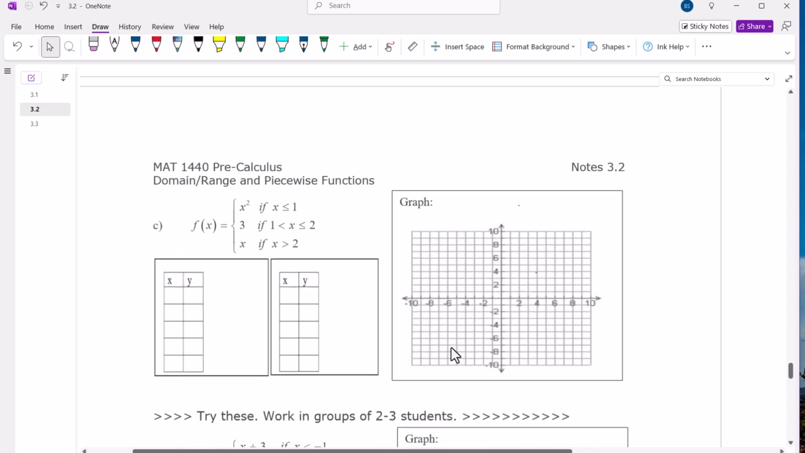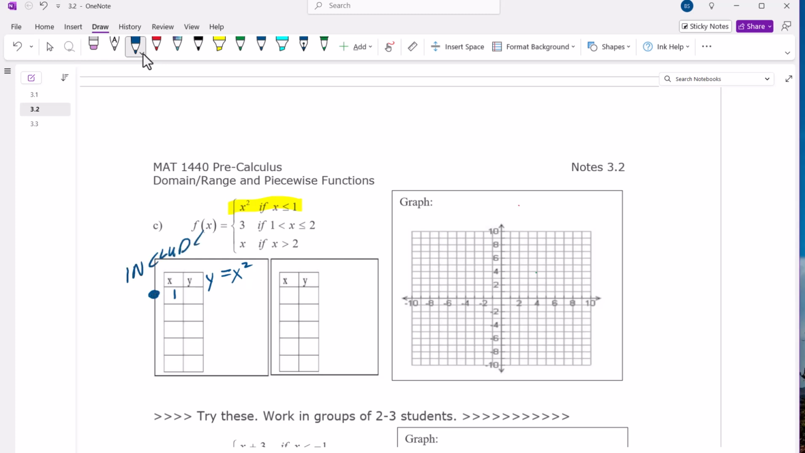Okay, I'm going to do one more. Here's one with 3. So this one just has 3 pieces to it. So the first one, we're going to graph out y equals x squared. We're going to use 1 and smaller. We're going to include the 1. Now just pick numbers smaller than 1, like 0, -1, -2, -3. Square these numbers like this. So you're going to get your first piece.